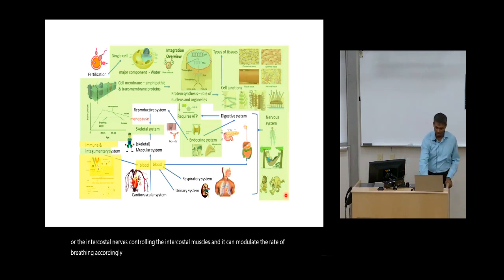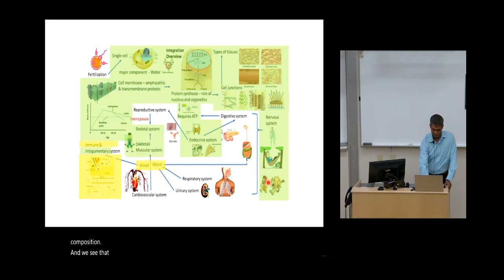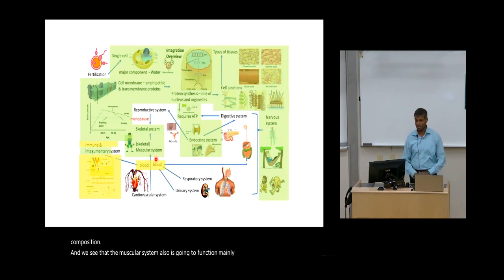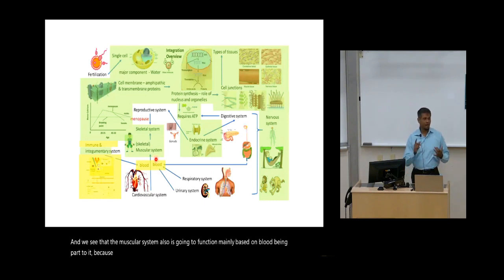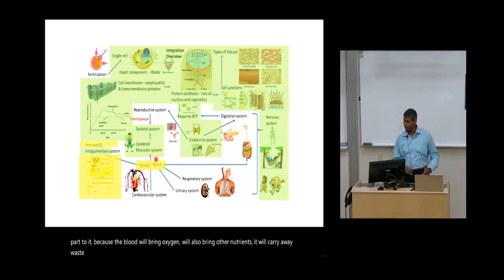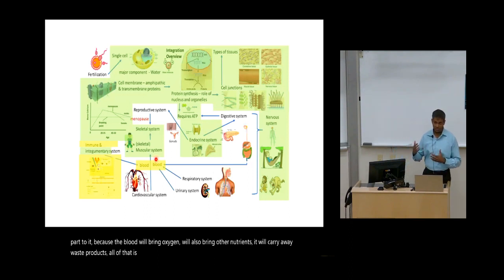So we see that even the nervous system will keep an eye on the blood composition. And we see that the muscular system also is going to function mainly based on blood being pumped to it, because the blood will bring oxygen, it will also bring other nutrients, it will carry away waste products. All of that is possible because blood is brought to the muscles.